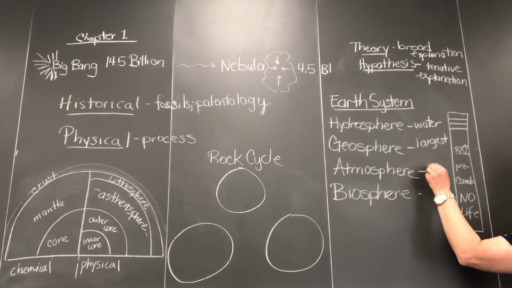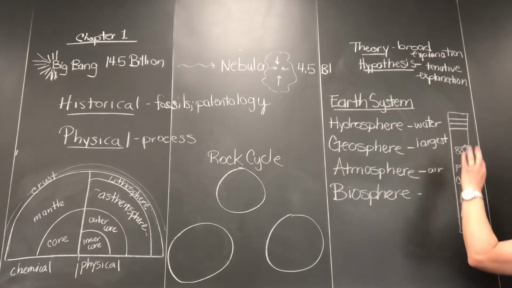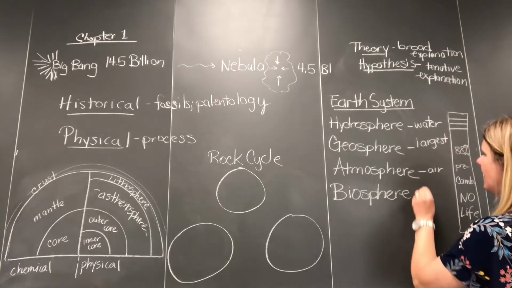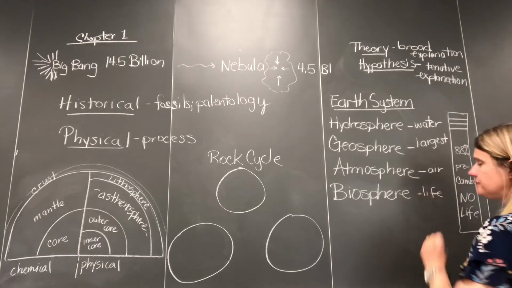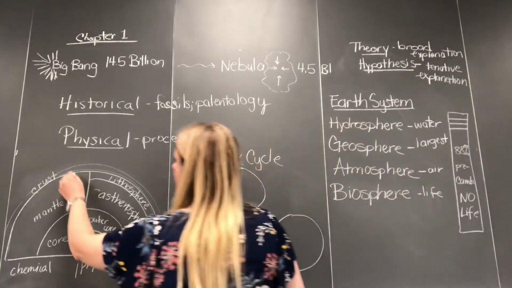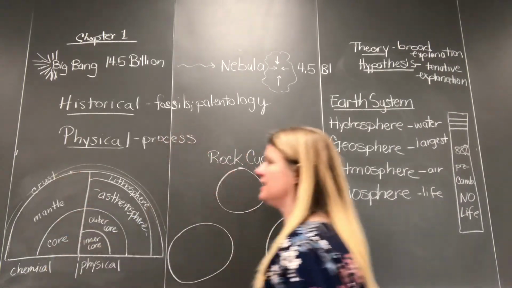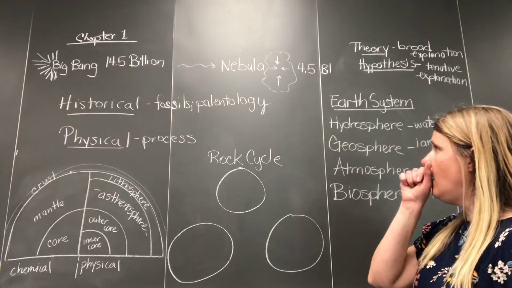And the atmosphere, of course, that's the air, the gaseous envelope around the planet. And then the biosphere is all the life. And that includes humans. And we would be right there on the crust. That's where the biosphere would exist.